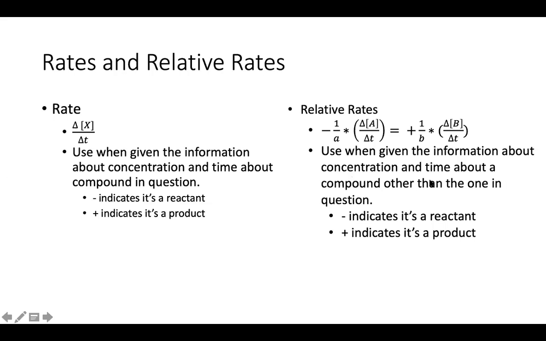Now you use this general setup, relative rates, when they give you information about compound B, but they ask you for the rate of compound A. When you're given information about one compound and asked about another, that's when you use your coefficients and do this relative rate. Again, negative means it's a reactant, positive means product.